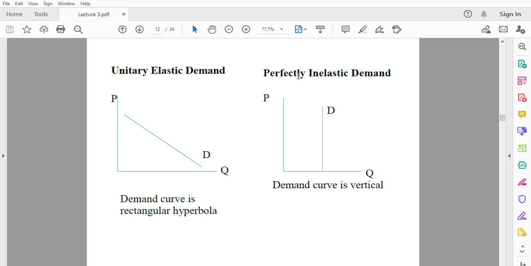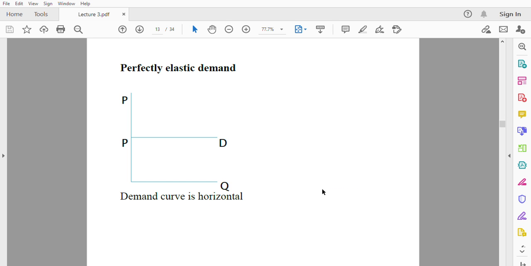And the last but one, if you have a demand curve that is just vertical, it means it is perfectly inelastic. And the last one, if you have a demand curve that is horizontal, it is perfectly elastic. Perfectly elastic.